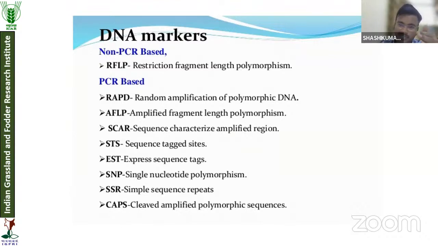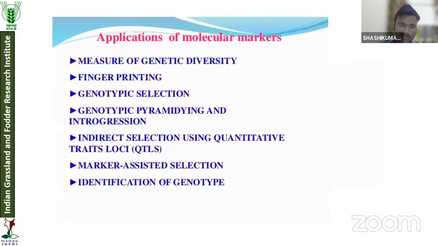You can pick those genomic regions and use marker assisted backcross breeding, genomic selection or marker assisted recurrent selection programs. Those QTL regions, meaning quantitative traits, can be improved in self-pollinated crops also. Here there are different types of DNA markers: non-PCR based markers, that is RFLP, and PCR based markers, which include RAPD, AFLP, STS, SNP and SSR. SSR markers are highly breeder friendly markers. Currently SNP markers are replacing these SSR markers.